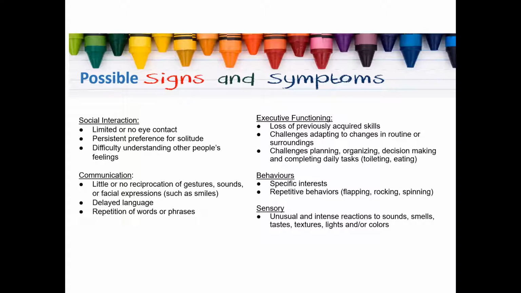Within the behavioral section, some individuals on the autism spectrum will have very specific interests. They may also engage in repetitive behaviors. So this could be body movements such as flapping, rocking, spinning. And again, this is different for everybody on the autism spectrum, and these behaviors serve different functions. And then sensory challenges are also very common for autistic people. So this would be unusual or intense reactions to sensory information such as sounds, smells, tastes, textures, lights, colors.